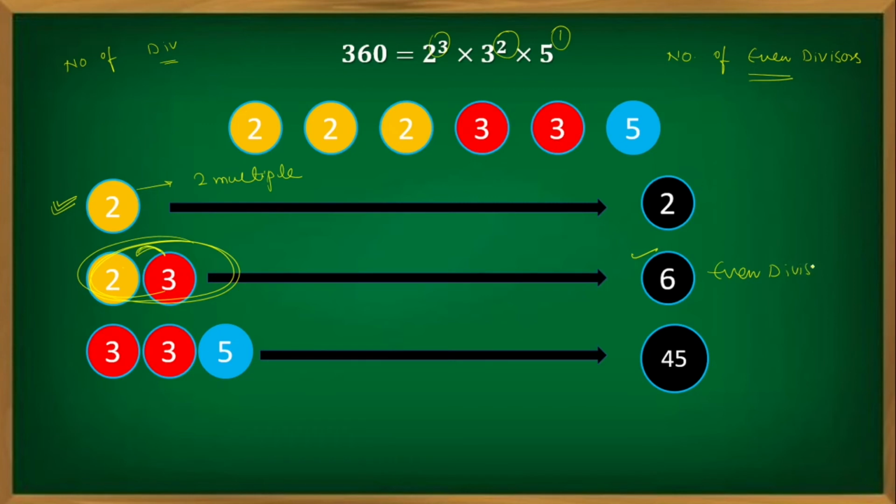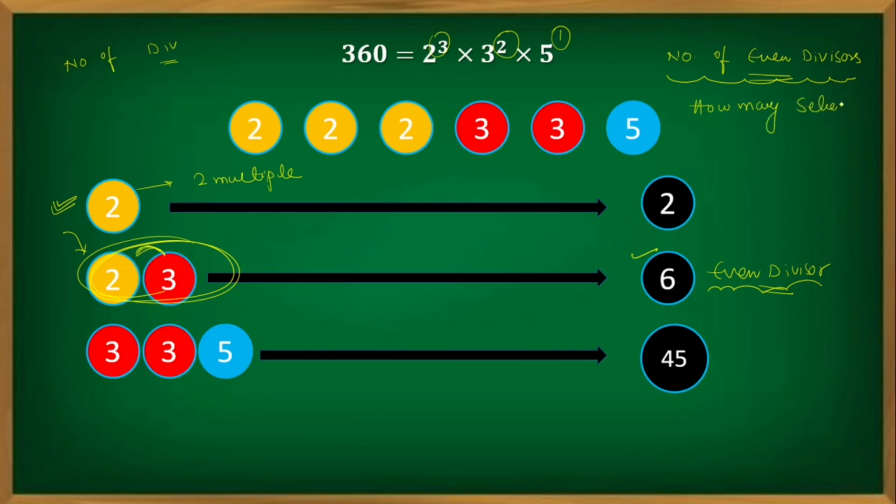Do you understand? It will become an even divisor if at least one yellow ball is there. Yellow ball means nothing but a 2. One 2 should be there in your combination, in your selection. Then that will become a multiple of 2, that will become an even divisor. So if you want to get how many even divisors are there, indirectly it means how many combinations or how many selections are there.